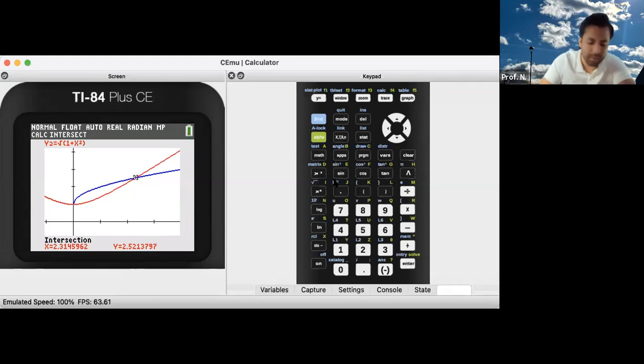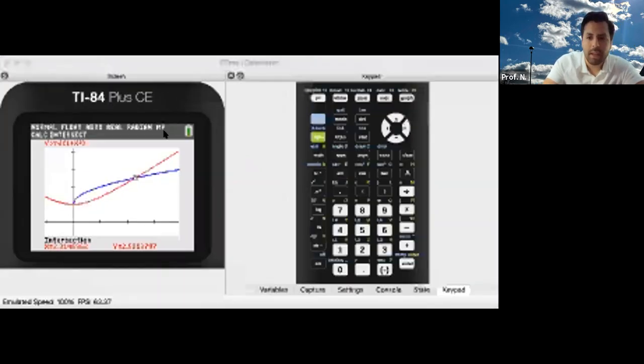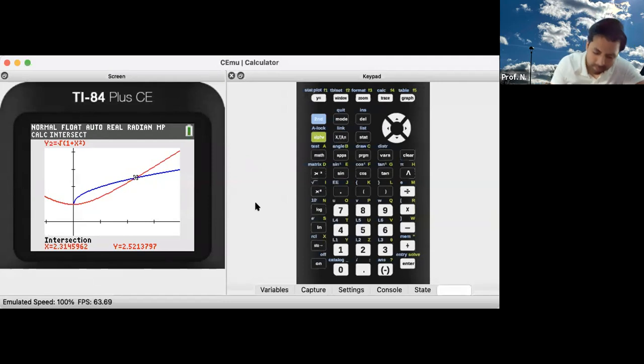And look what it tells me. It tells me the intersection. We have an intersection point where the x value is 2.31, and I think we only want to do 2 decimal places, so 2.31 is fine. And then it says comma 2.52. That's one of the intersection points.